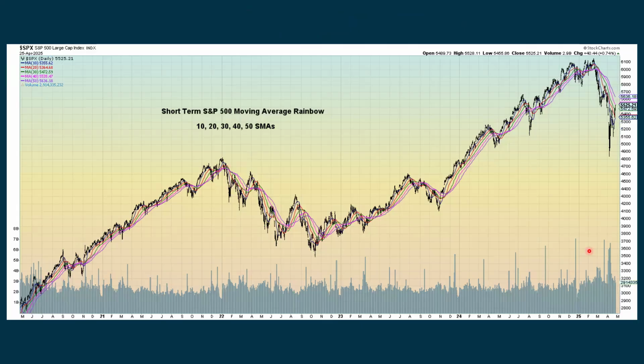All right, then I have a short-term rainbow, and these are just a series of moving averages from 10 periods up to 50 periods. And I changed the color so it looks kind of interesting here, like a rainbow. And even though we're coming back up a bit into the rainbow, all of the lines are still going down.